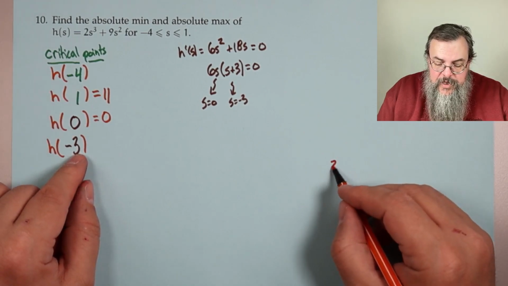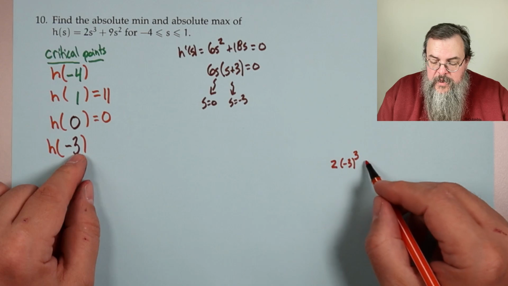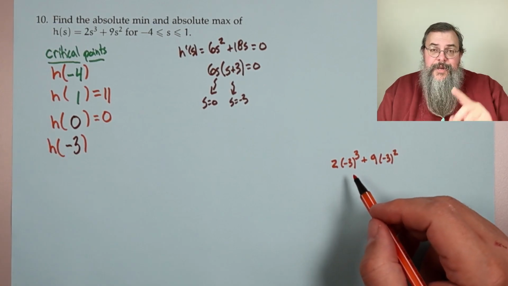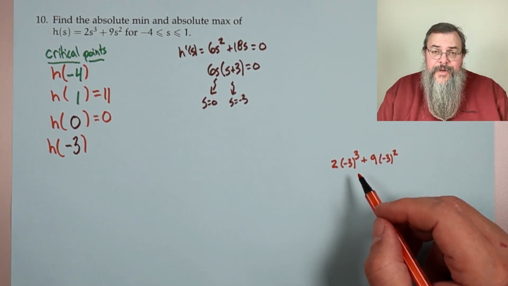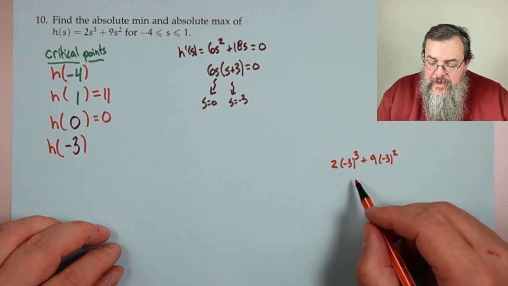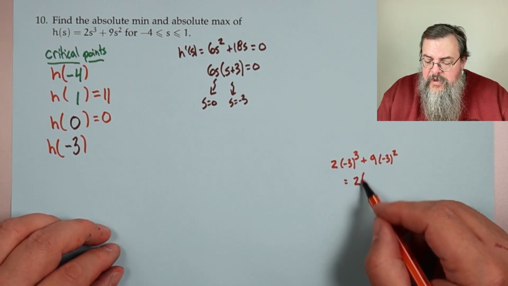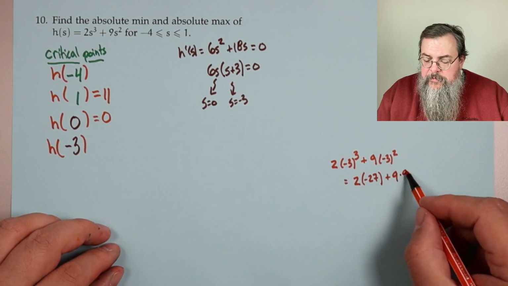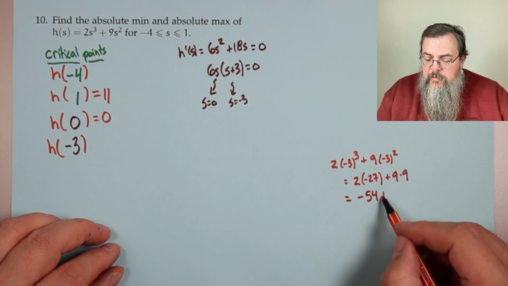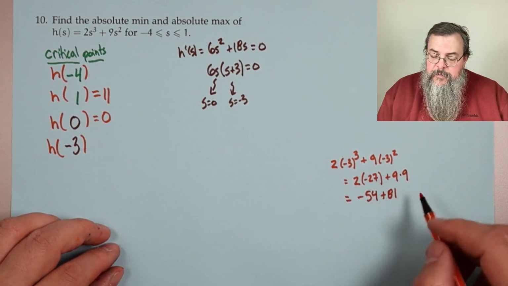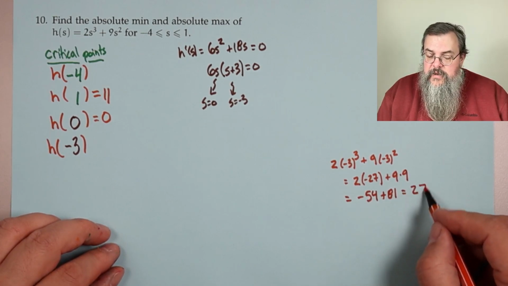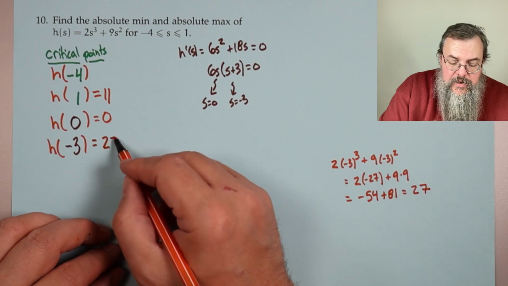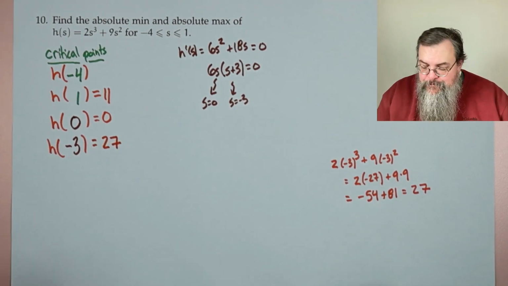So, -3 and -4. Yeah, let's start with -3. So we'll do some scratch work over here. So 2 times -3 cubed plus 9 times -3 squared. Now, -3 times -3 is 9, times the -3 again will get us to -27. So this is 2 times -27. And here we have plus 9, and -3 squared is 9 again. Or that's -54 plus 81. And if you take -54 plus 81, you get 27. So, h of -3 is 27.